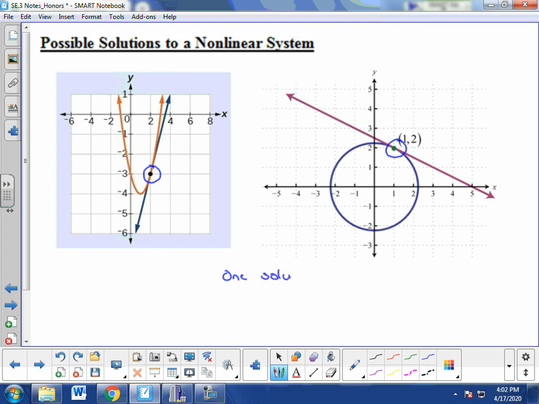Now as you go into more in-depth mathematics, you'll eventually find out that these lines are tangents to the curve because they intersect in just one location. But for right now, just being able to identify that there's one intersection tells us that there's one solution.